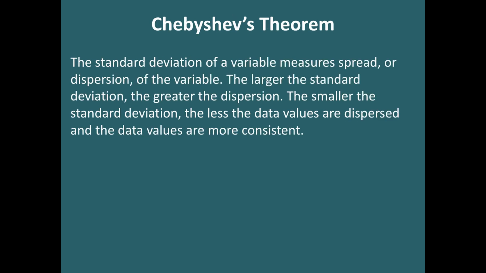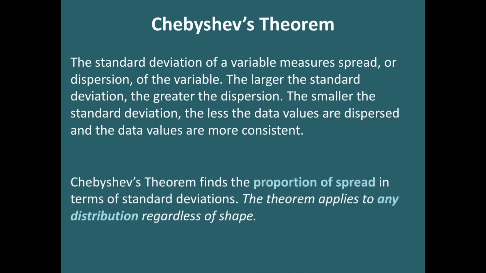Chebyshev's theorem. The standard deviation of a variable measures spread or dispersion of the variable. The larger the standard deviation, the greater the dispersion. The smaller the standard deviation, the less the data values are dispersed, and the data values are more consistent. Chebyshev's theorem finds the proportion of spread in terms of standard deviation. The theorem applies to any distribution regardless of shape.